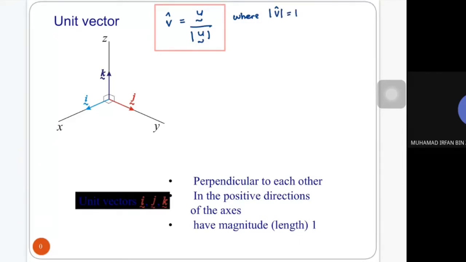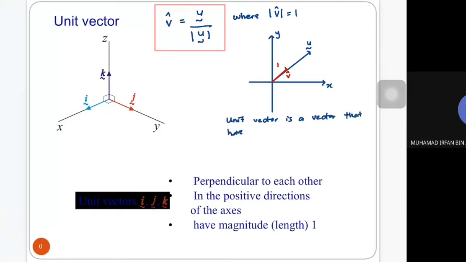So let's say you have x and y. This is your x and this is your y. We have vector u here. This is vector u, then this is your v hat with magnitude 1. So a unit vector is a vector that has the same direction as vector u but with magnitude 1. So this is your unit vector v hat. Okay, now let's try another example.